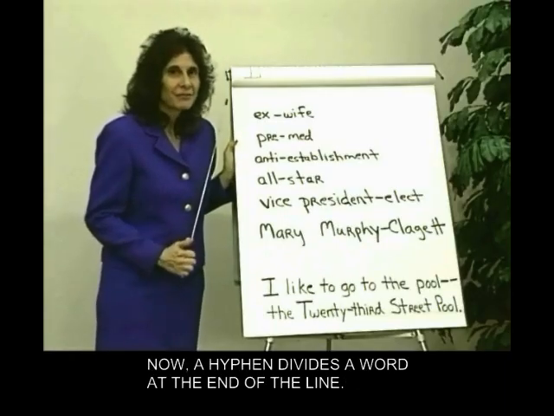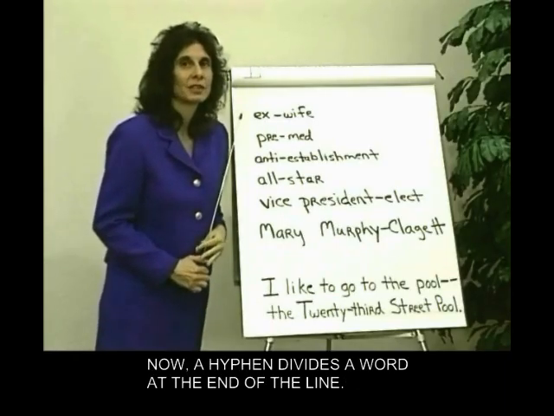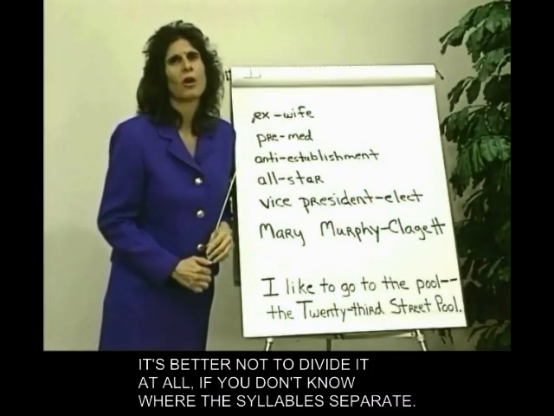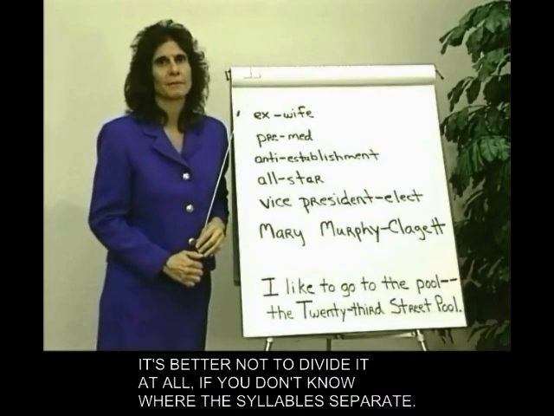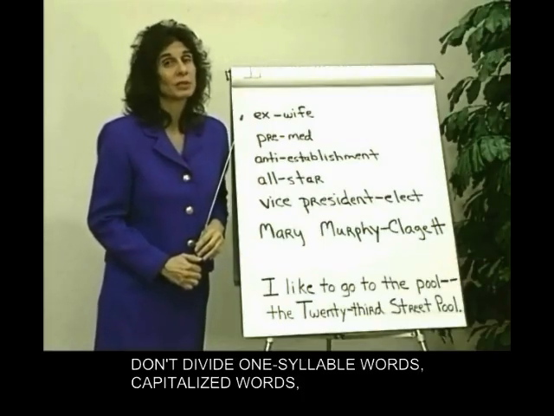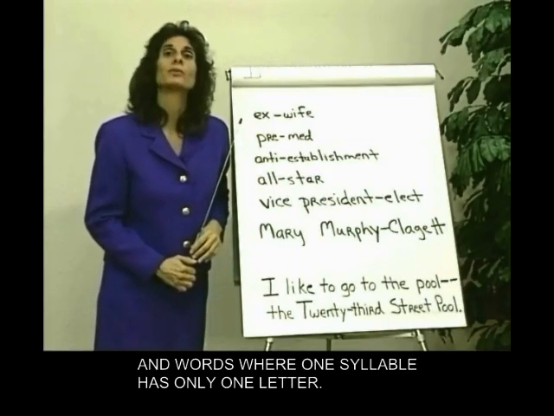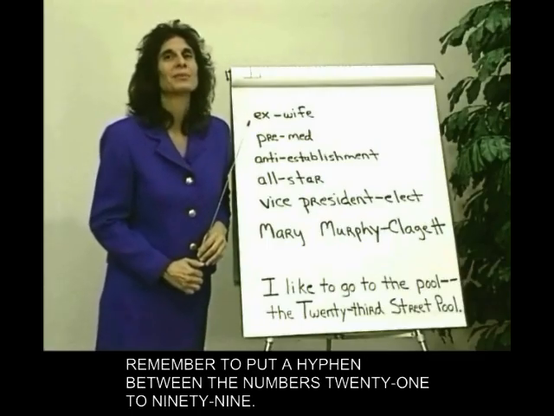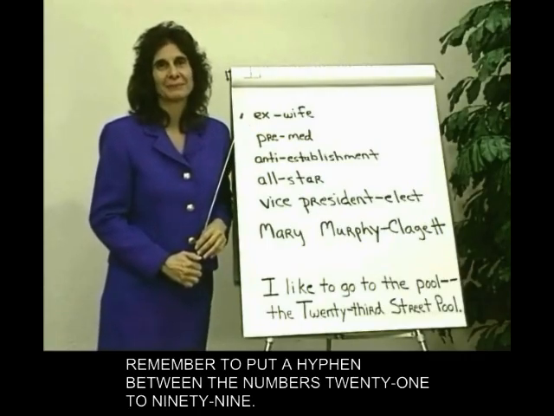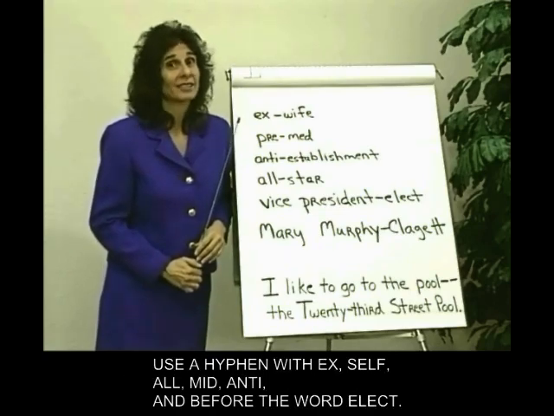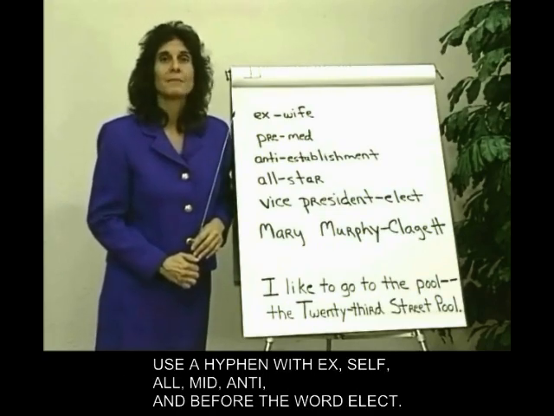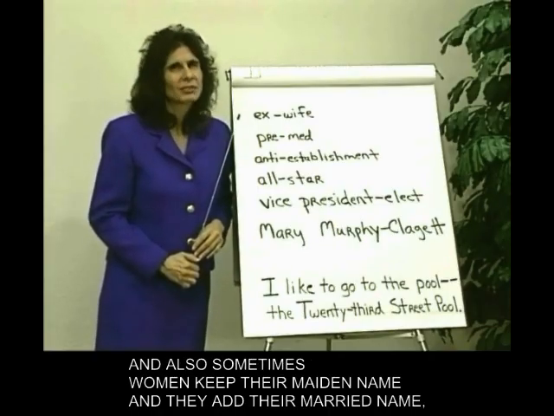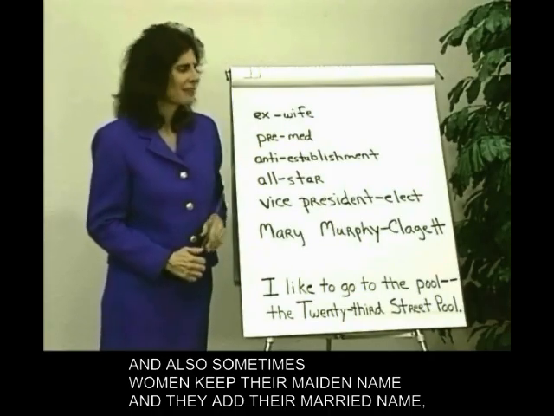Now, a hyphen divides a word at the end of the line. Remember to divide it between syllables. It's better not to divide it at all if you don't know where the syllables separate. Don't divide one-syllable words, capitalized words, and words where one syllable has only one letter. Remember to put a hyphen between the numbers 21 to 99. Use a hyphen with ex, self, all, mid, anti, and before the word elect. And also, sometimes women keep their maiden name and they add their married name, so there's a hyphen.